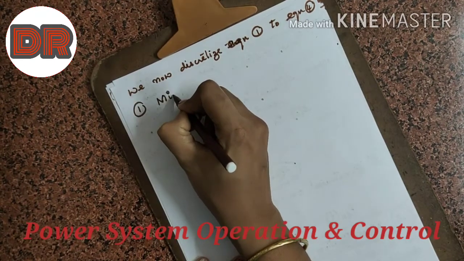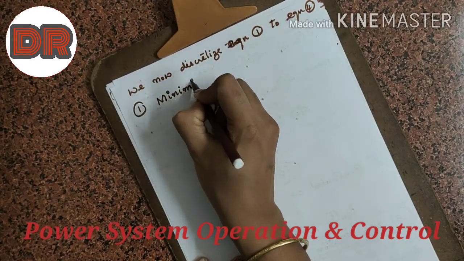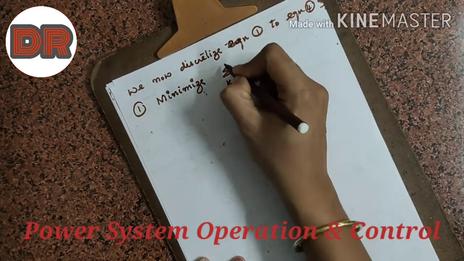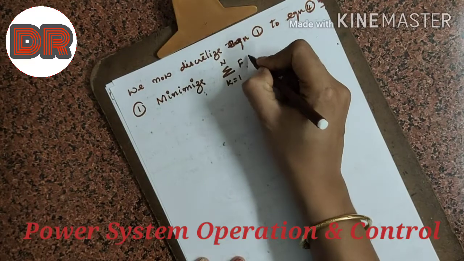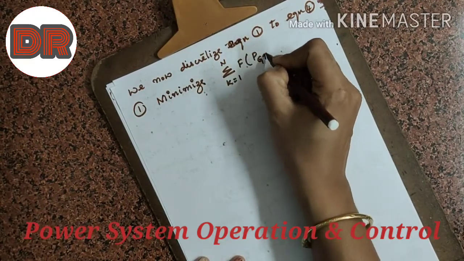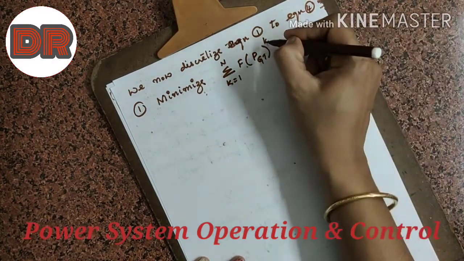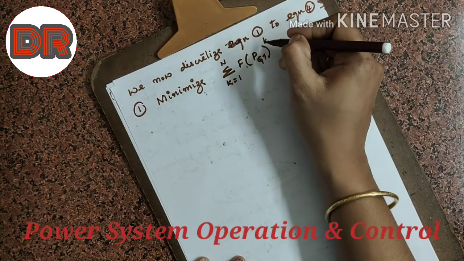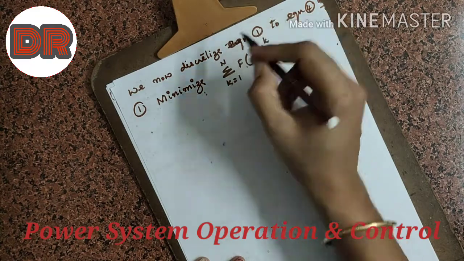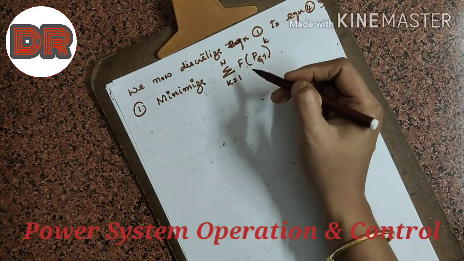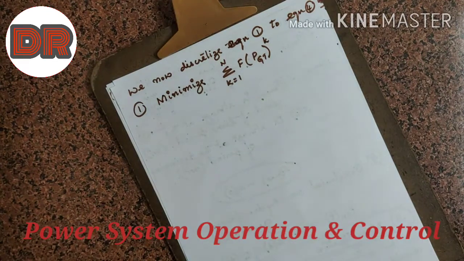So the objective function can now be written as minimize summation k equals 1 to n of f of Pgt, and I am writing k. So what is k now? K is the interval number. So after discretization I have used the summation symbol, before it was the integral symbol because we were using it from 0 to Tmax.